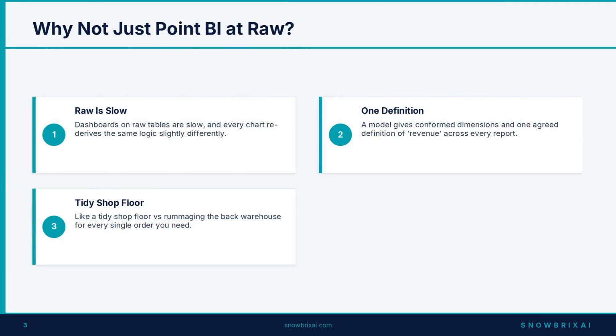You might be thinking, why not just point BI at the raw tables? I tried that once on a real project. Every chart was slow and worse, every chart derived revenue its own way. One said 2.1 million, another said 2.4. A model fixes this, it gives you conformed dimensions and one agreed definition of revenue. Think of a tidy shop floor where everything has its place versus rummaging the back warehouse for every single order. One is calm, the other is chaos. So let us build the tidy version.